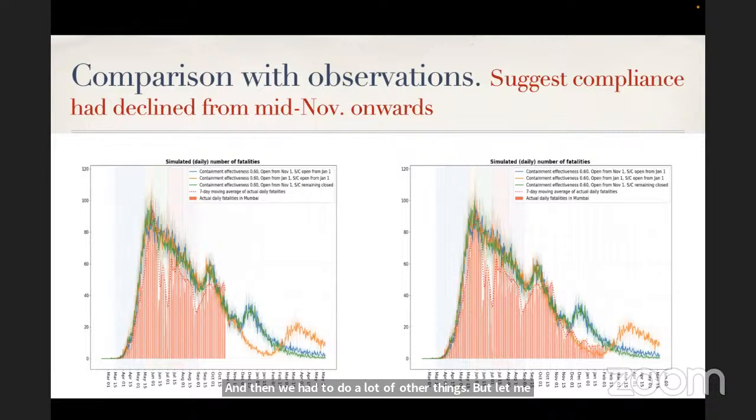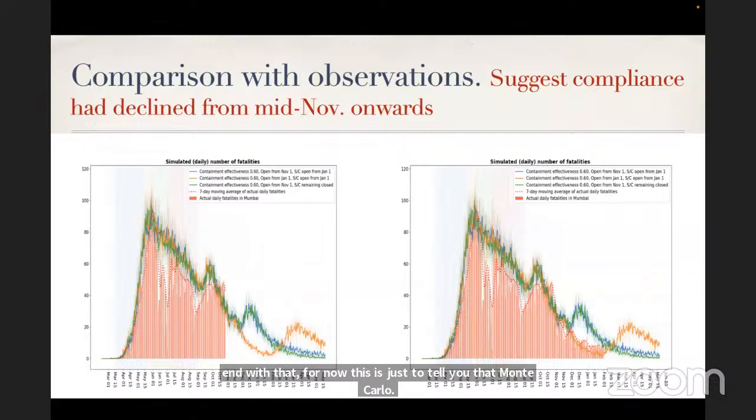This is just to tell you that the Monte Carlo tool is very powerful. It models uncertainty, and it becomes a decision-making tool when used with judicious judgment.